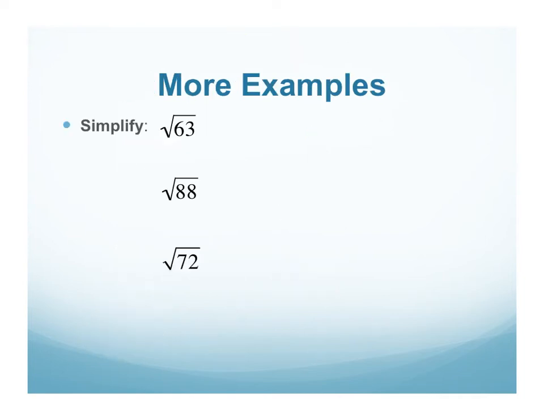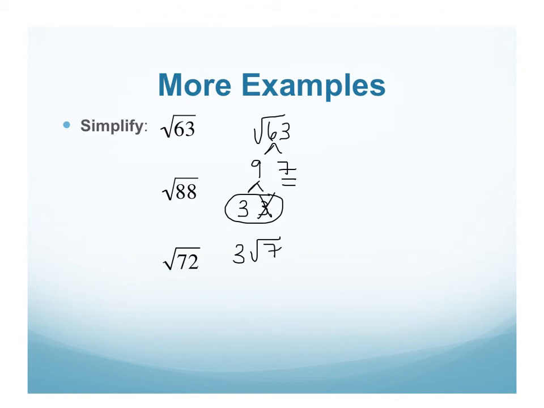Okay, so I'm going to start with root 63. 63 is 9 times 7. 7 I can't break down. 9 is 3 times 3. 3 times 3 is a pair. One member of the pair comes outside. Forget about the other one. This 7 is left over, so it stays under the root. So root 63 is the same as 3 root 7.